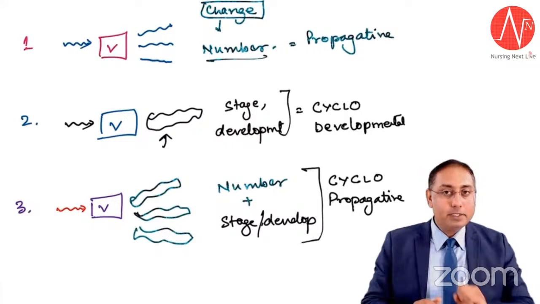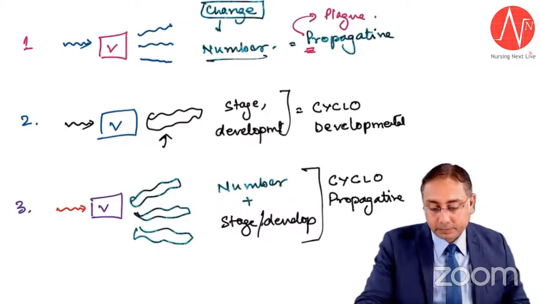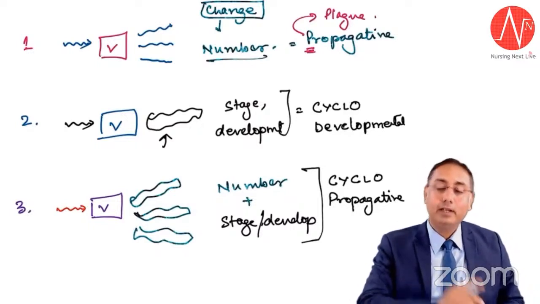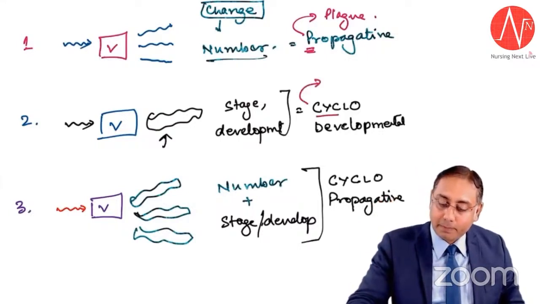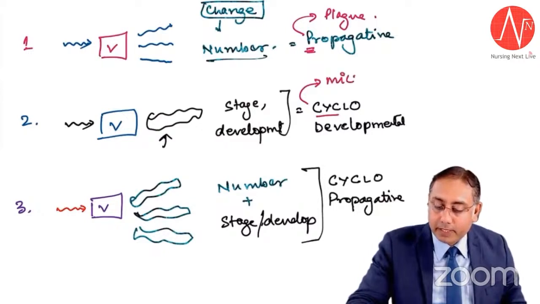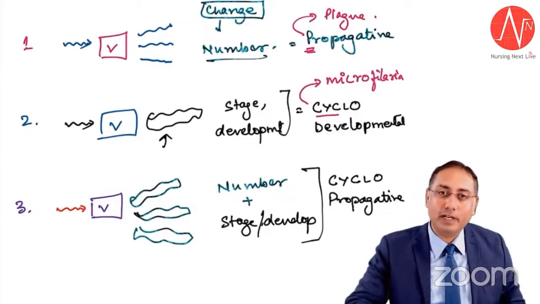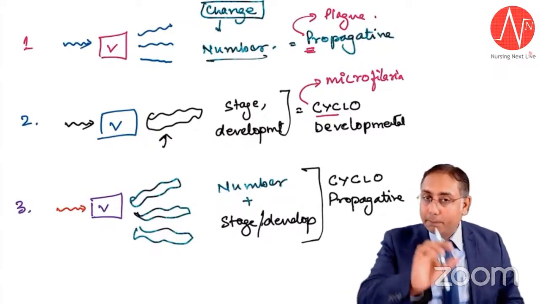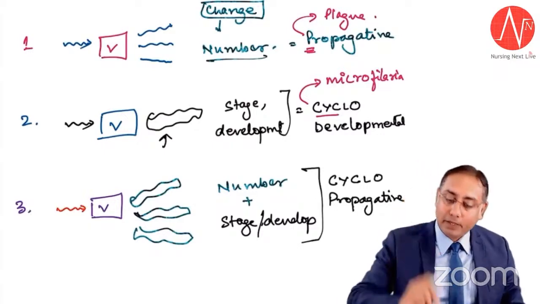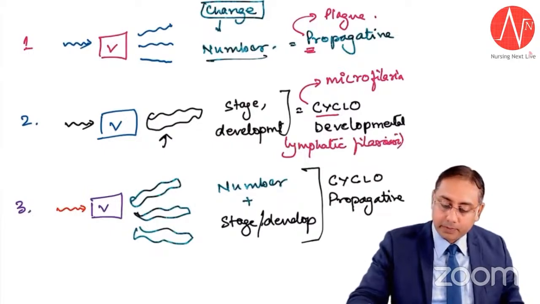Okay. Examples for this: propagative, P for propagative, P for plague. Next is cyclodevelopmental. One thing comes in, one thing comes out, but in a different shape. An example you can remember is microfilaria. Do you remember when we talked about vector-borne disease? This is microfilariasis, which is in the culex. So propagative is for plague. Cyclodevelopmental is microfilaria, that is lymphatic filariasis in the culex mosquito.